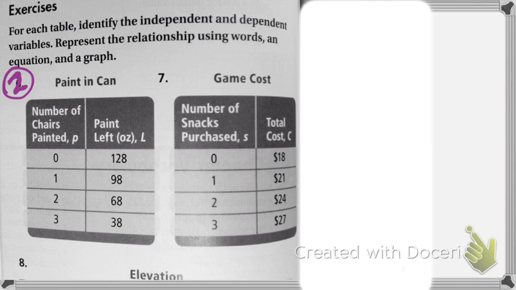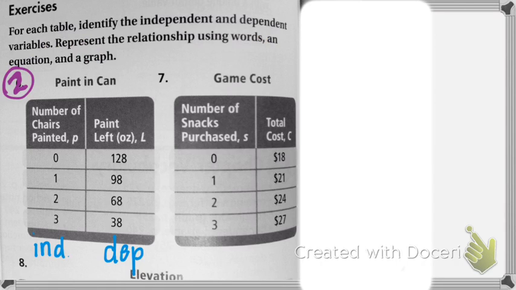And if you think about it, when I paint a chair, I'm using paint. I have to use the paint to paint the chair. Okay? So the independent variable is the number of chairs painted, and the dependent variable is the paint left, because the paint that's left in the can is directly dependent on the number of chairs that I've painted. Alright, and then I'm supposed to represent the relationship using words, an equation, and a graph.